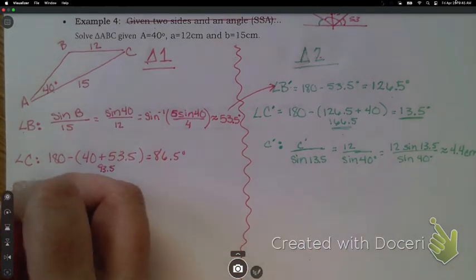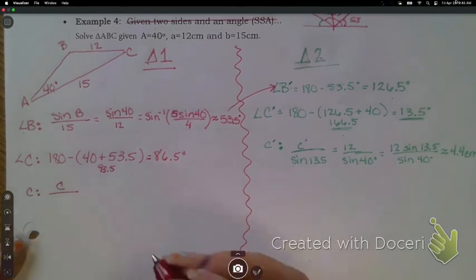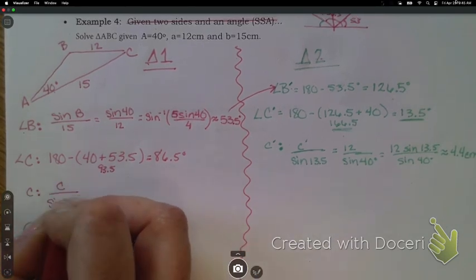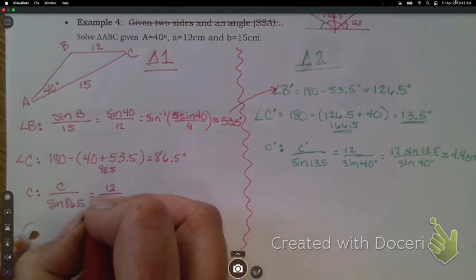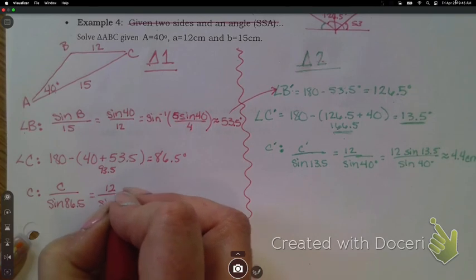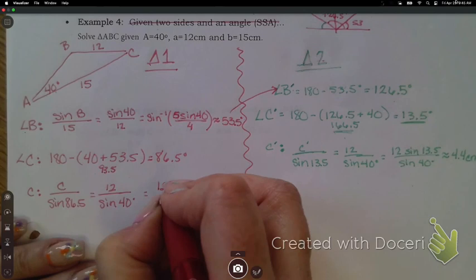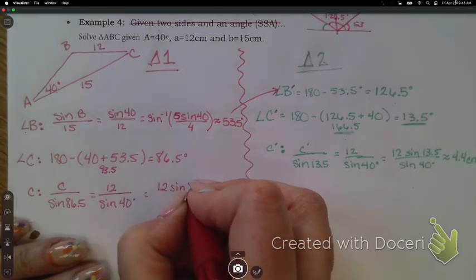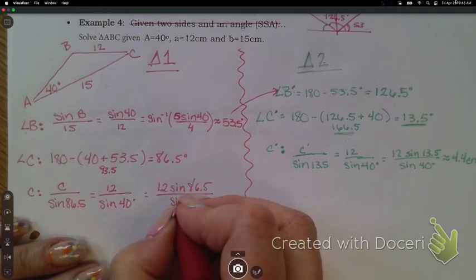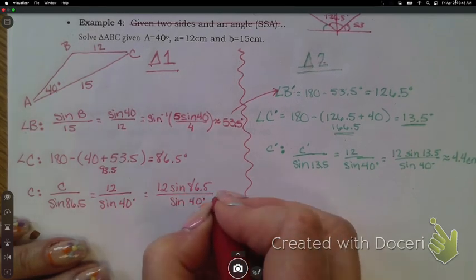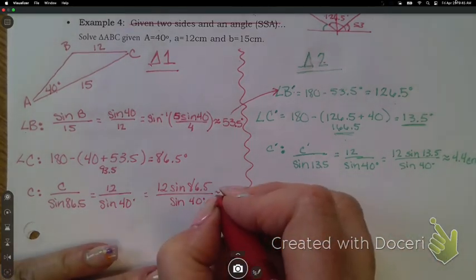Side C. So C over sine of 86.5 equals 12 over sine 40. So I get 12 sine of 86.5 divided by sine of 40. And you should get approximately 18.6.